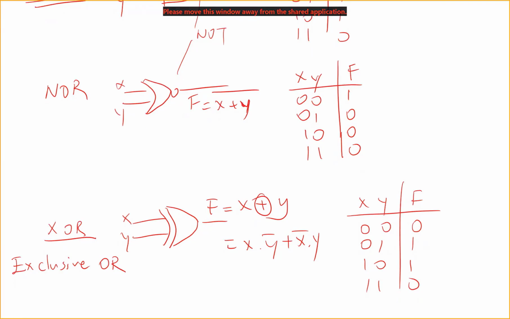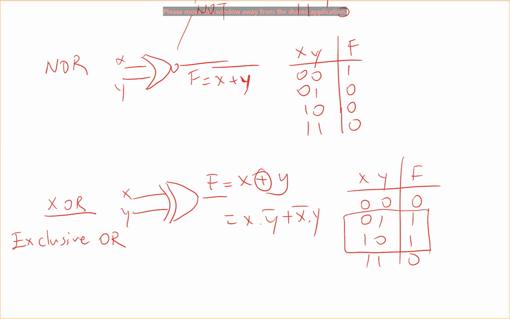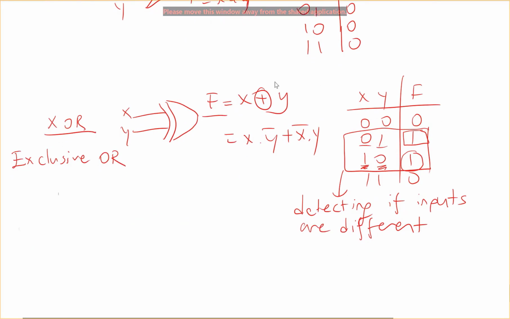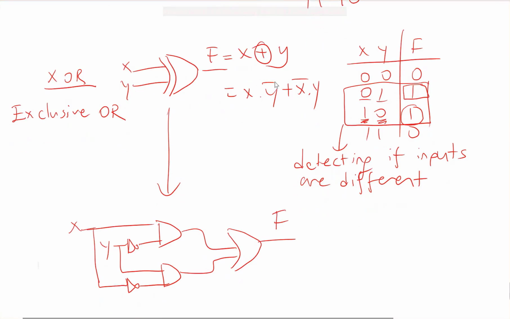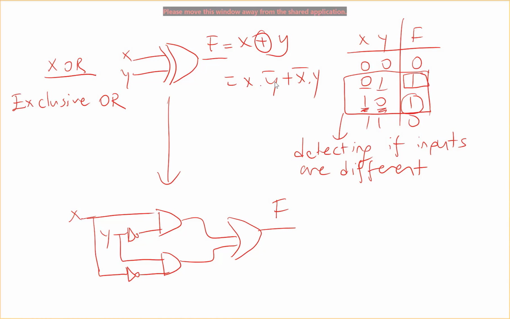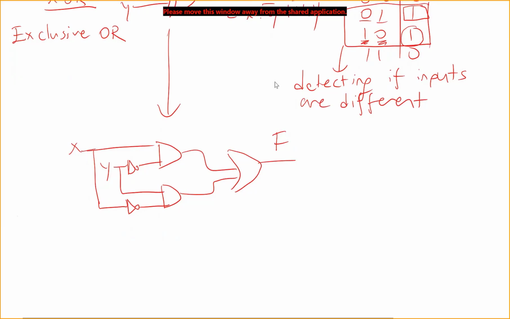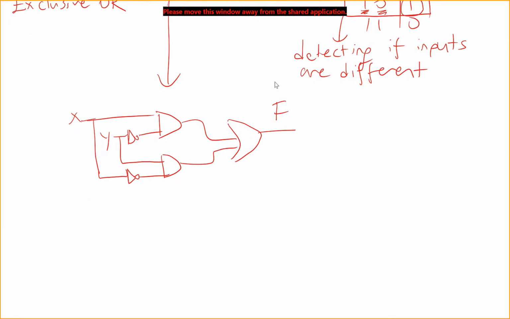What is important about this function is that it detects if the inputs are different, right? If one input is 0 and the other is 1, my output is 1. If my x is 1 and y is 0, then my output is 1. So this is detecting if inputs are different. And if I need to draw this gate, this is my exclusive OR gate using AND, NOT, and OR gates.